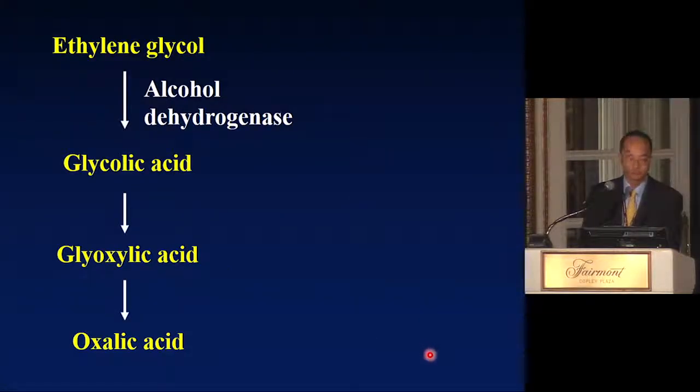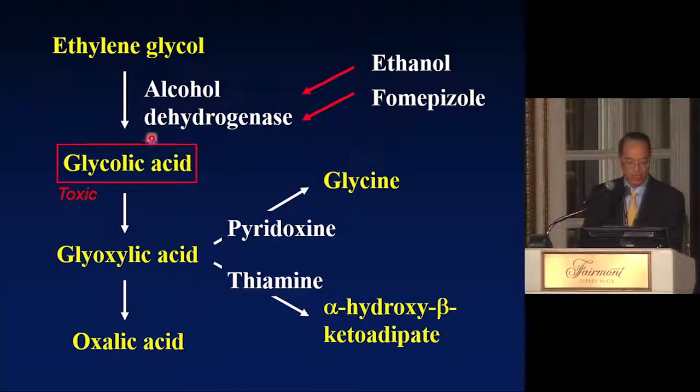Okay. Just to explain how this all works, ethylene glycol is itself the alcohol, so it contributes to the osmolar gap. But the key here is that it's metabolized to these acids, which are very toxic. The enzyme that metabolizes it is alcohol dehydrogenase, the same enzyme that metabolizes the alcohol that some of you may have drunk last night if you were up late partying. Of these, the most toxic is glycolic acid. And now glyoxylic acid can also be metabolized to glycine and alpha-hydroxy beta ketoadipate.